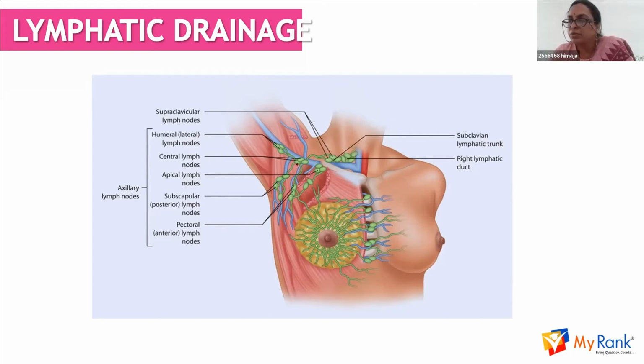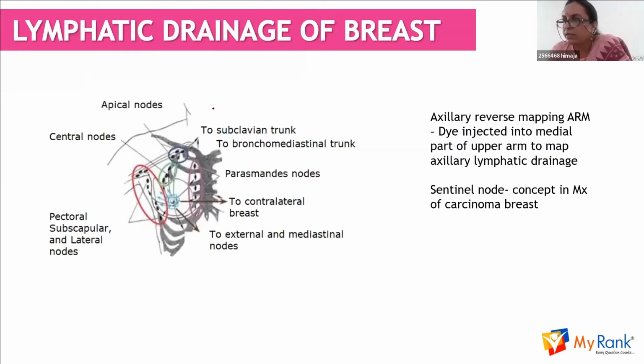So when it comes to the surgical part, the groups of lymph nodes are divided into level 1, level 2 and level 3. The level 1 group of lymph nodes are these, that is anterior, posterior, lateral. The level 2 nodes, I'll show in the next slide. So here, this group of lymph nodes are level 1, that is pectoral, subscapular and lateral. The central group are level 2 and these are apical, level 3.